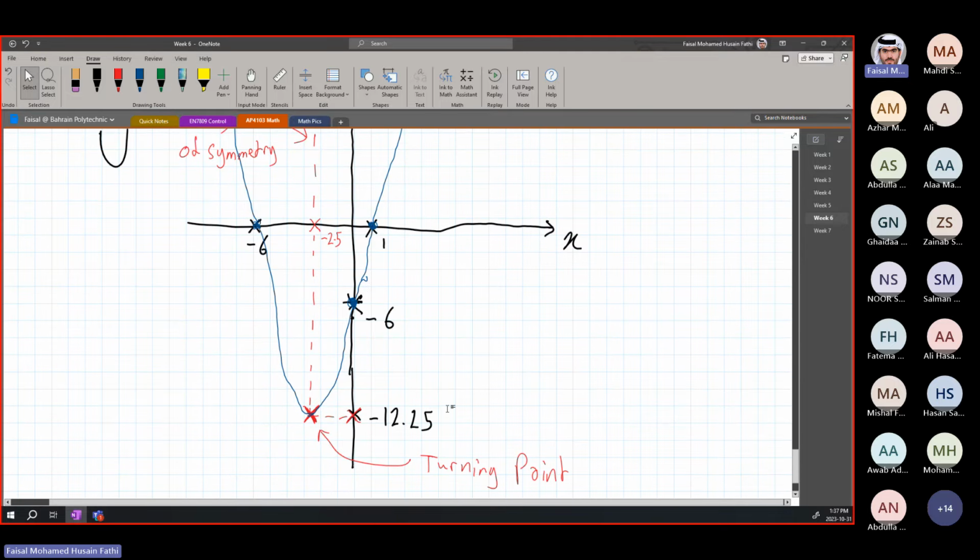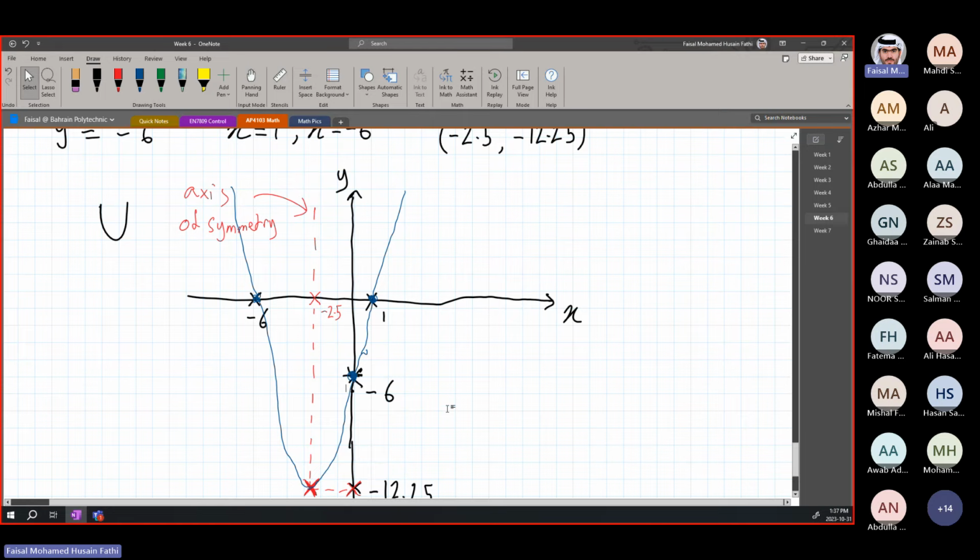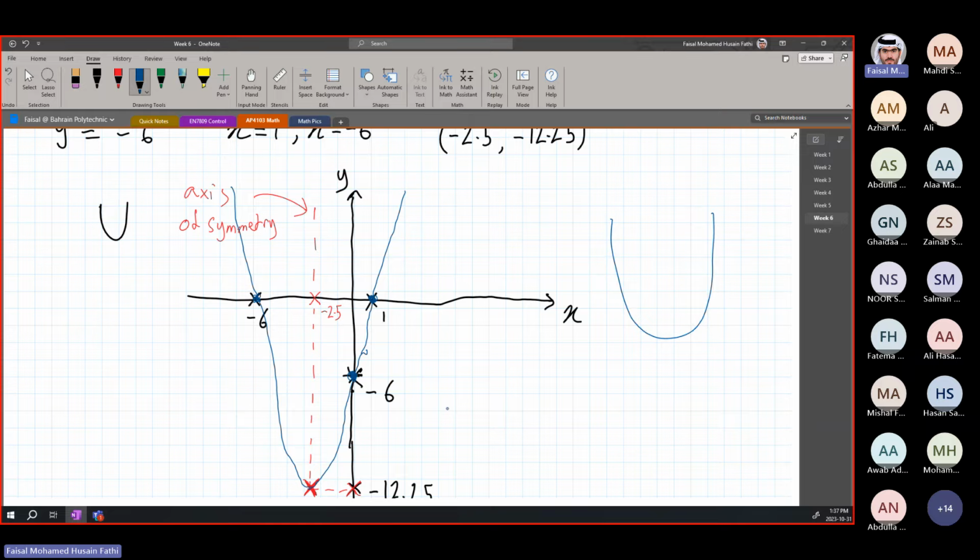Does that make sense? Obviously it would look something more like this, or like this, but on the computer it's a bit difficult to draw it properly. On paper and pen it's going to be much easier. On paper it's so much easier to draw. If you have any questions you can ask.